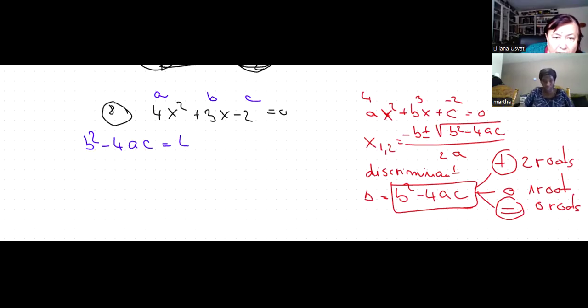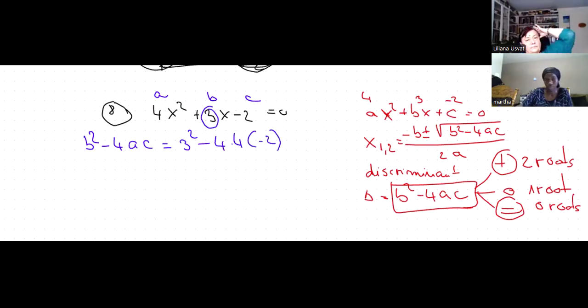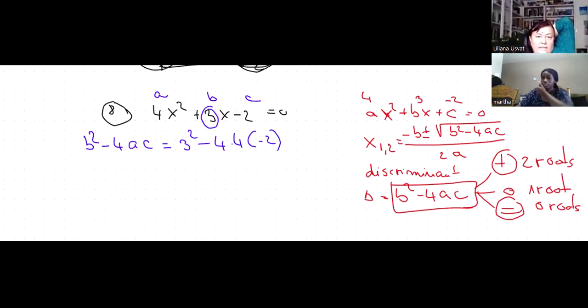Equal 3 squared, this is B, minus 4, A it's 4, C it's minus 2. Equal 3 squared it's 9, minus 4 times 4 it's 16, times 2 it's 32, but minus and minus it's plus. 9 plus 32 is 41. It's greater than 0, so we have two roots.